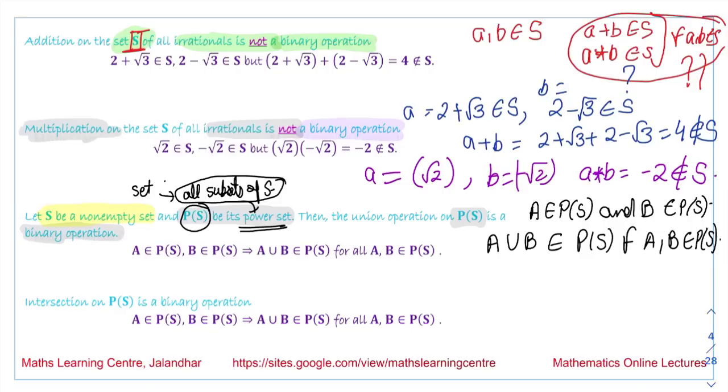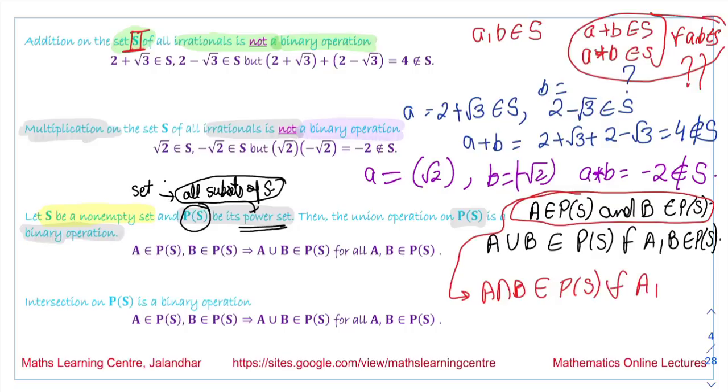And for the proof of this, you can refer to our videos related to sets, where we have proved these kinds of results. Next we are saying intersection on power set of S is a binary operation. So again, A belongs to power set of S, B belongs to power set of S, and this implies that A intersection B belongs to power set of S for all A, B belongs to power set of S. So intersection on power set of S is also a binary operation. We are basically proving the closure property here to prove that an operation is a binary operation.